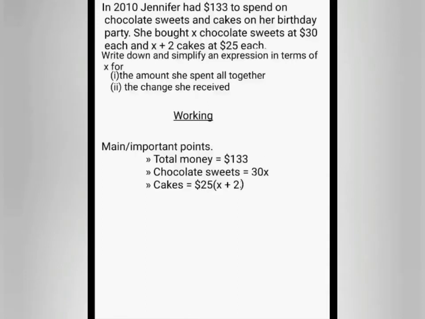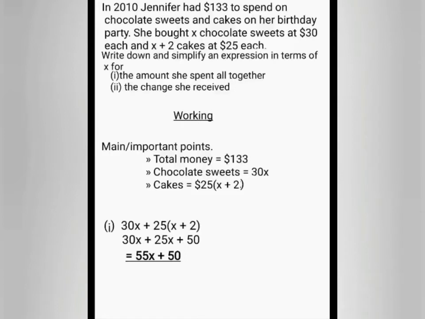Before we get into the working, it's very important for you to first write down the main or important points that will guide you in your working. Just like what we have done in this question, we have written the total money she had and the amount she spent on chocolate sweets and the amount she spent on cakes. So the total amount she had is 133, then 30x, then 25 times x plus 2 that she spent on cakes.